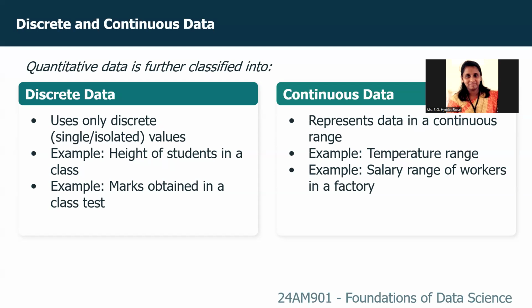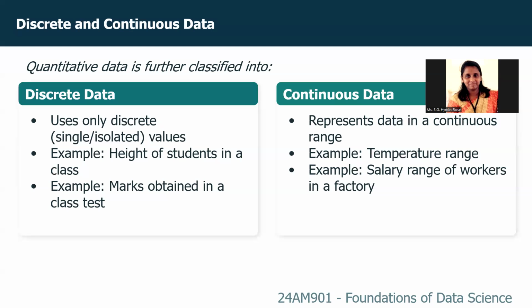So what is discrete data? Discrete data is a type of quantitative data that can only take specific isolated values, typically counts. So there are gaps between possible values. This is obtained through counting. For example, marks obtained in a class test, number of children in a family, everything comes under discrete data.